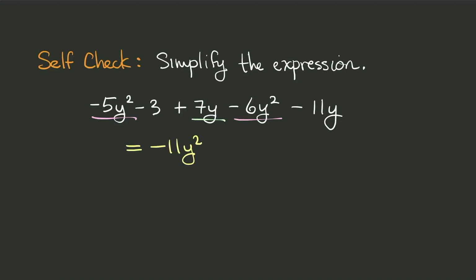Now let's look at the y term. We have 7y and we have negative 11y. 7 minus 11 is going to give us negative 4, and then we'll keep y. Finally, we have a single constant term, which is negative 3. And so we'll tack that on the end.